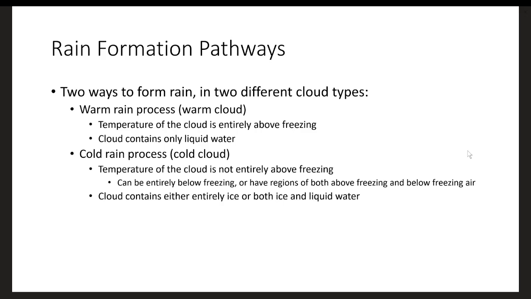Pretty much all rain here in Oklahoma is cold cloud process. So it means that the rain is going to start out as snow, pretty much. The temperature of the cloud is not entirely above freezing. It can be entirely below freezing, or have regions of both freezing and below freezing air. The cloud contains either entirely ice or both ice and liquid water. For those big storms, a lot of times you find both ice and liquid water. In the winter, you can have ice, and once it gets close to the surface, the snowflake melts and turns into rainwater. Or if it doesn't melt, it will just fall as snow.